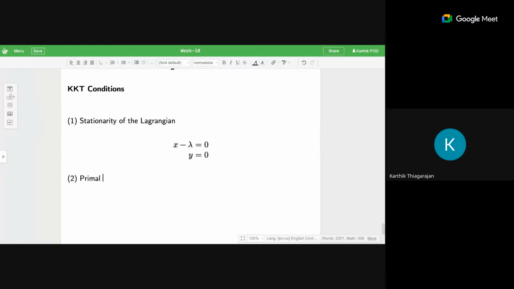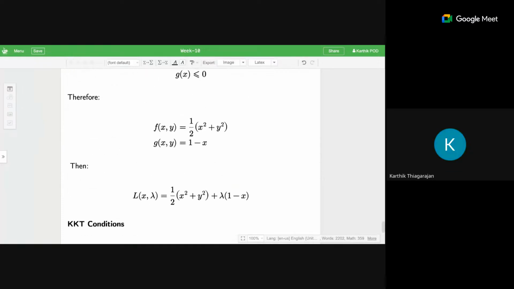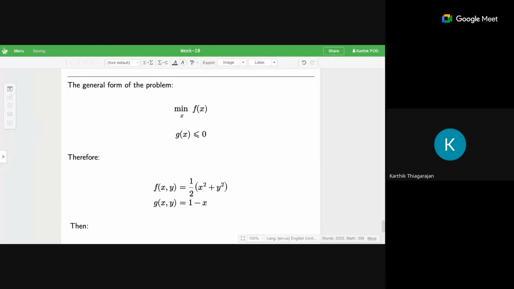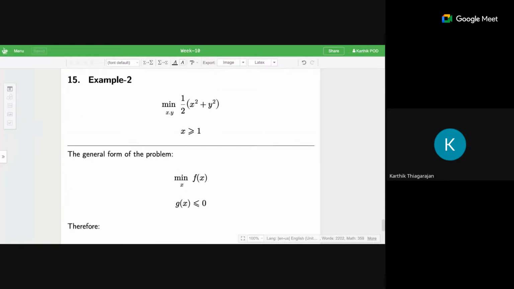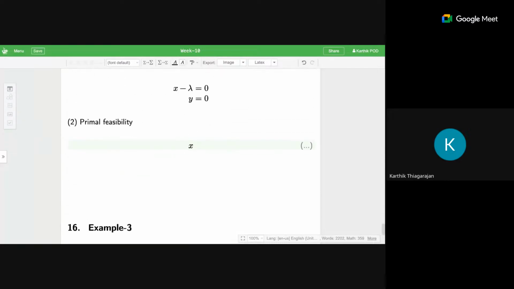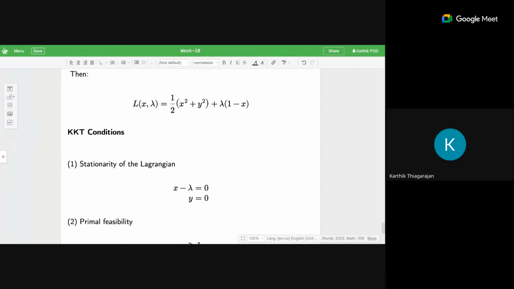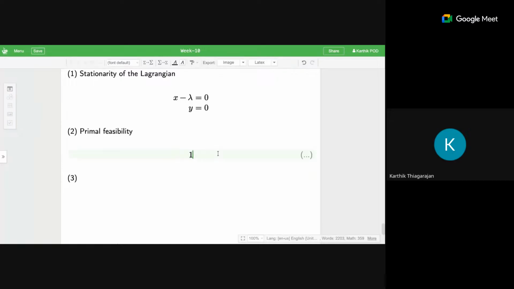Next we have primal feasibility. What will that give us? 1 minus x is less than or equal to 0. It's all right to say x greater than or equal to 1 is what you will eventually get. So it's fine to state it this way, but maybe I'll add two steps: 1 minus x less than or equal to 0, which implies x greater than or equal to 1. So next one is dual feasibility.